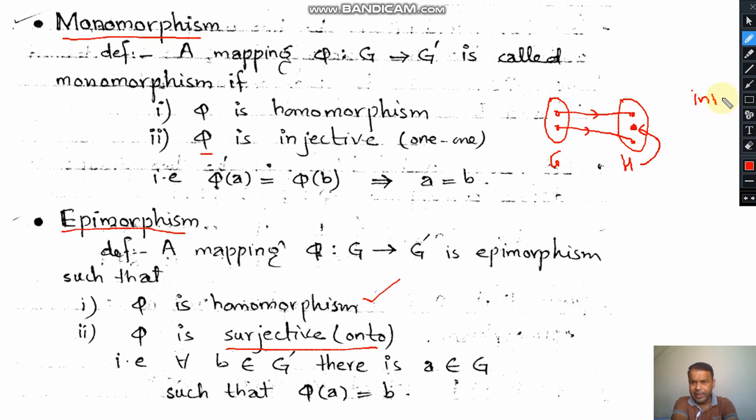But in the onto case, every element of this set or group H must be mapped by some element of group G. For example, there are 4 elements in the first group G and 3 elements in group H. The first 2 elements are being mapped on a single element, but in H there is no such element which is not the mapping of any element of G. So this is the onto case. So if this mapping is onto, then it is called epimorphism.